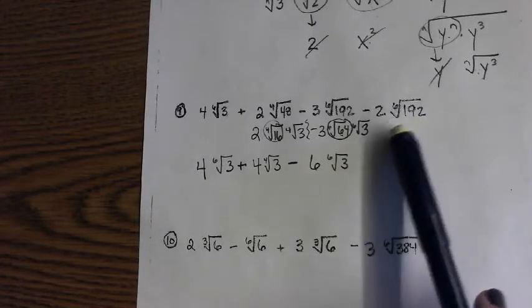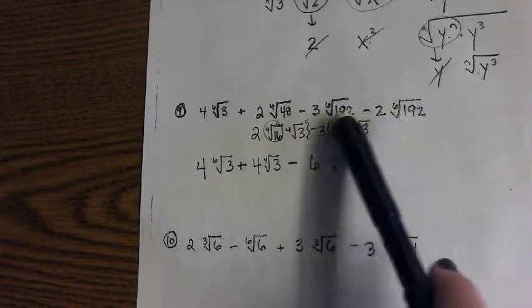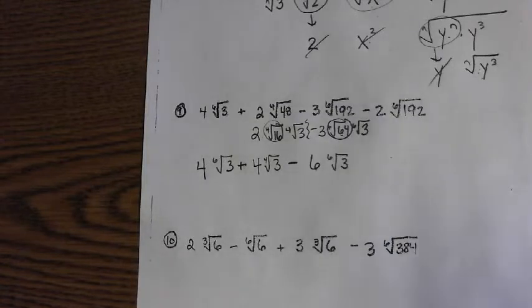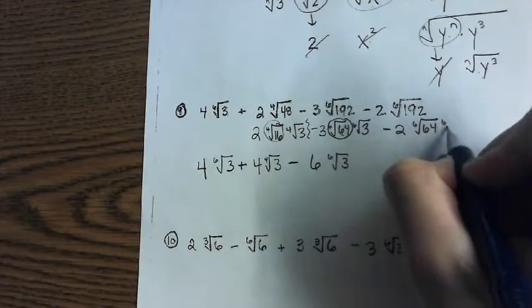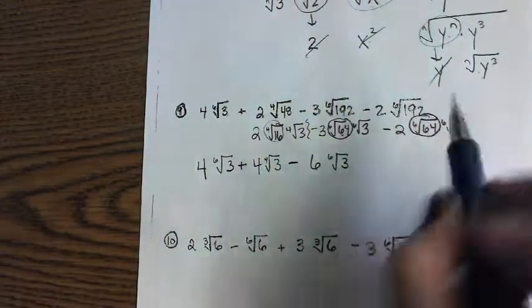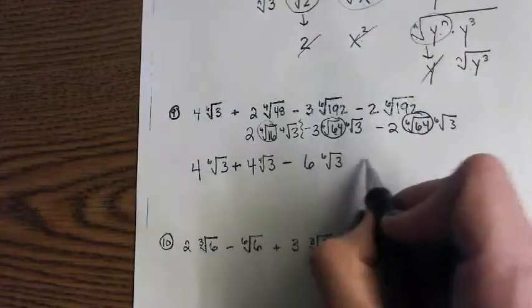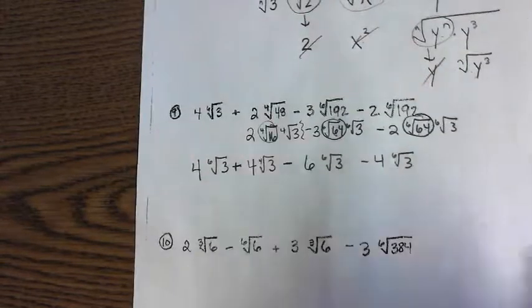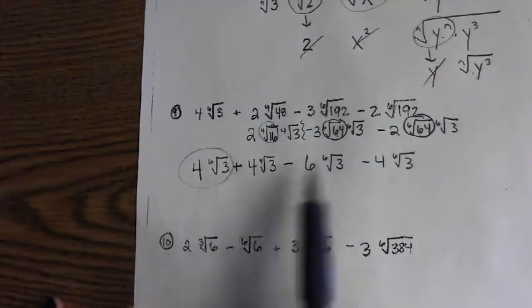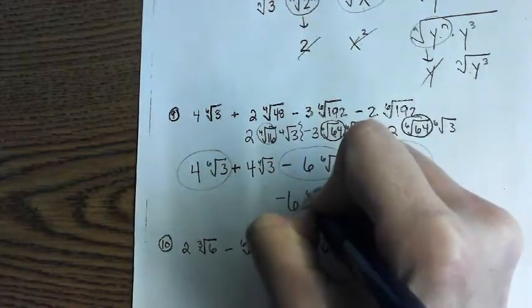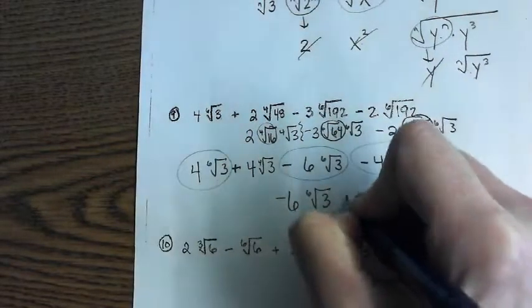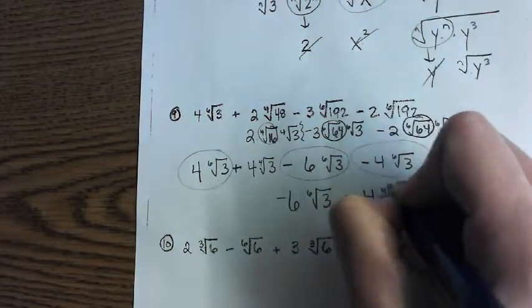And, oh, that was silly. I should have just combined these two right from the start because they were both the 6th root of 192. Oh, well. Minus 2, and then we do the same thing. 6th root of 64, 6th root of 3. That's minus 2 times 2, which is minus 4, 6th root of 3. So I can combine term 1, term 3, and term 4. 4 minus 6 is negative 2. Negative 2 minus 4 is negative 6 of these 6th roots of 3, plus 4 of these 4th root of 3.